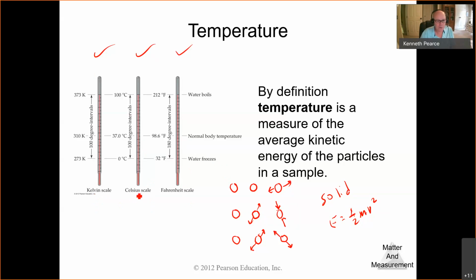But you measure in Celsius, and to go from Celsius to Kelvin, you say degrees Celsius plus 273.15. Is it 15? I think it is. Either 15 or 1. Yeah, it is 15. 273.15. So you just add 273.15 to the degrees Celsius, and that'll give you Kelvin.